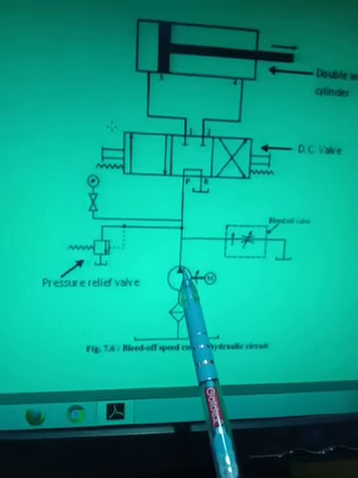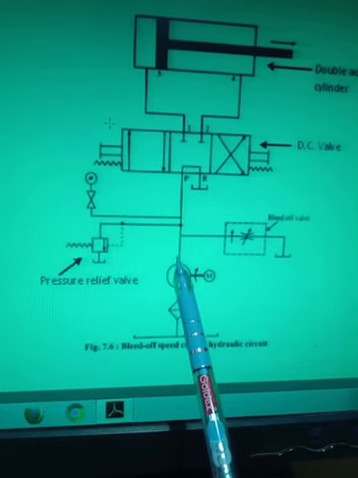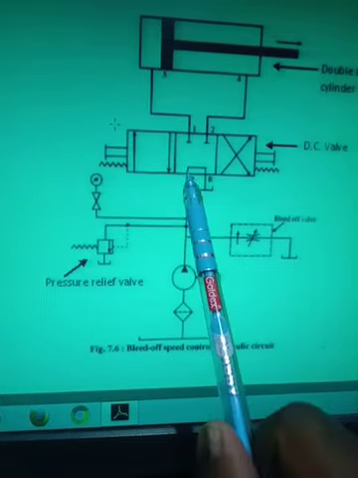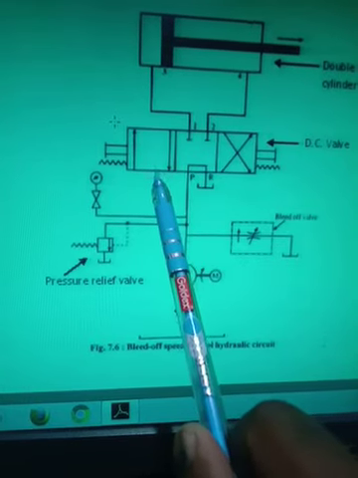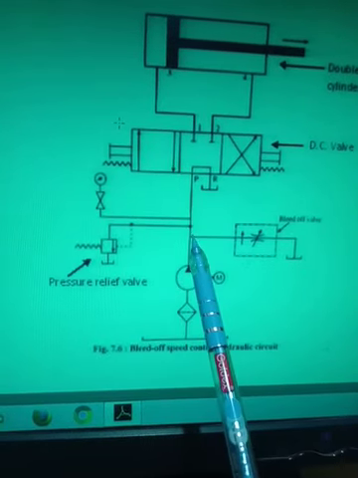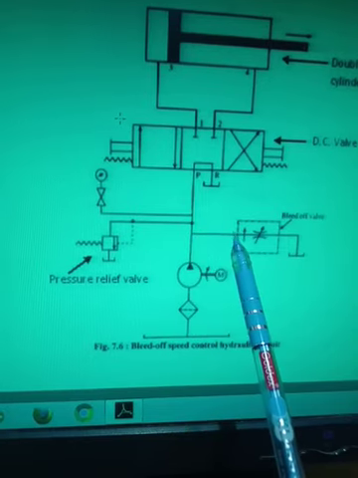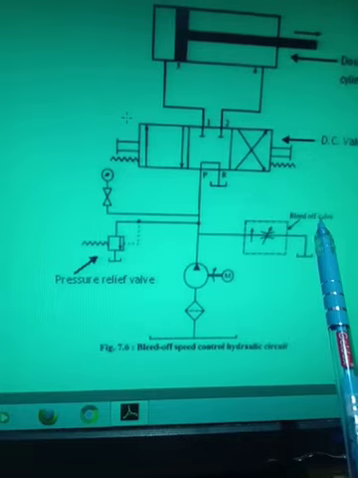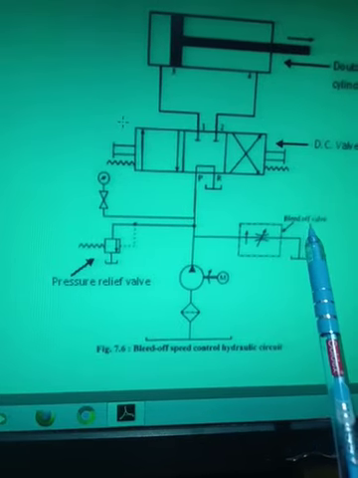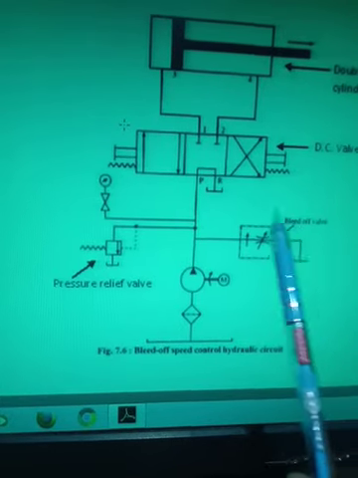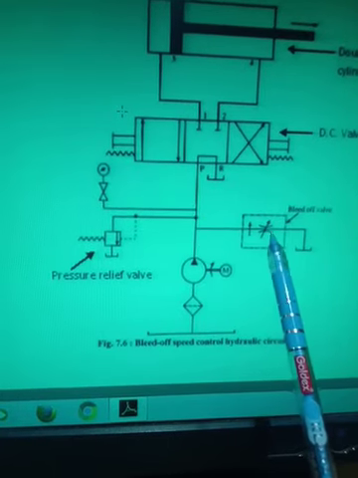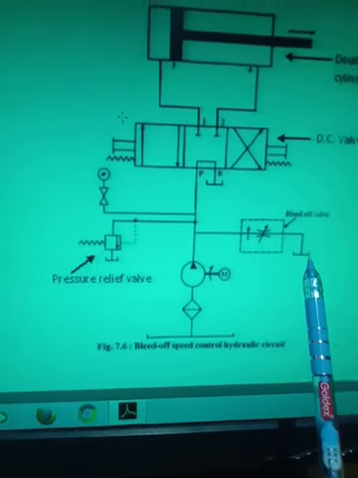Now what is happening? As I started the pump, whatever oil is coming from the pump, before going to the direction control valve, some amount of oil is already taken out by this flow control valve, that is, the bleed off valve. What I said in Marathi: take away, right? That means before going to the system, I took out a little oil from here through the flow control valve.